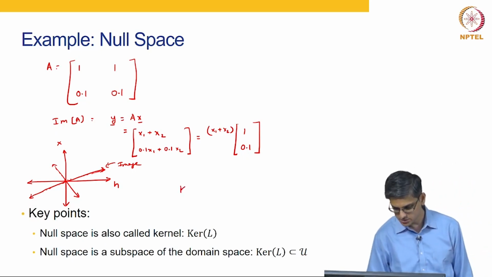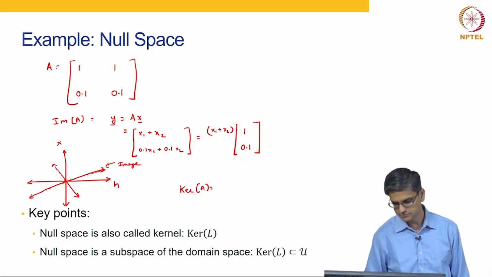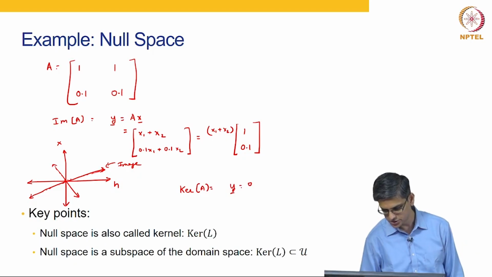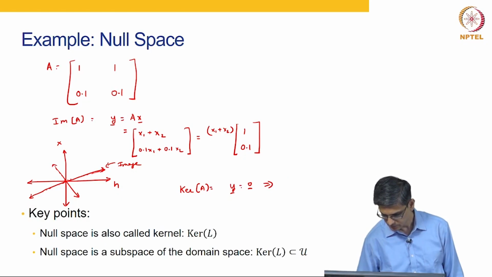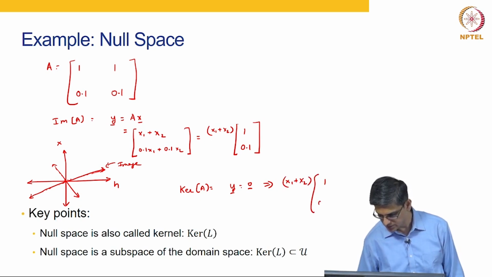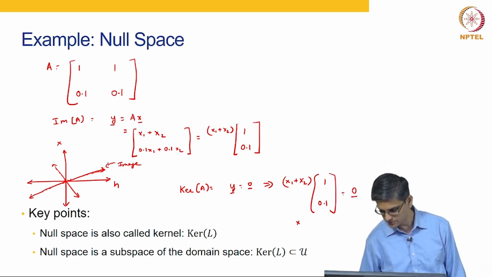What is the null space of A? Y bar equal to 0 bar, which implies x1 plus x2 multiplied by (1, 0.1) equal to 0 bar, which implies x1 equals minus x2.